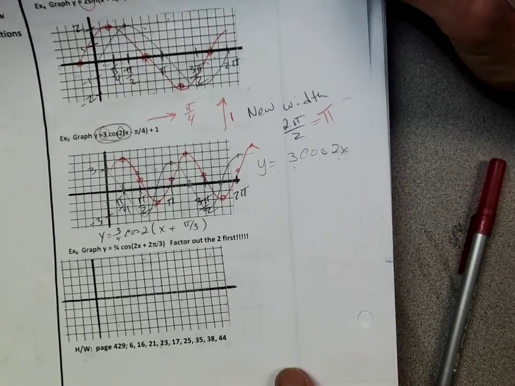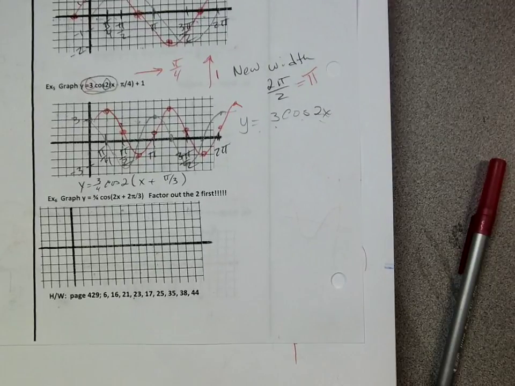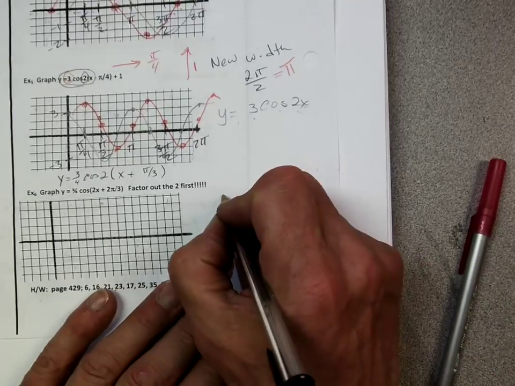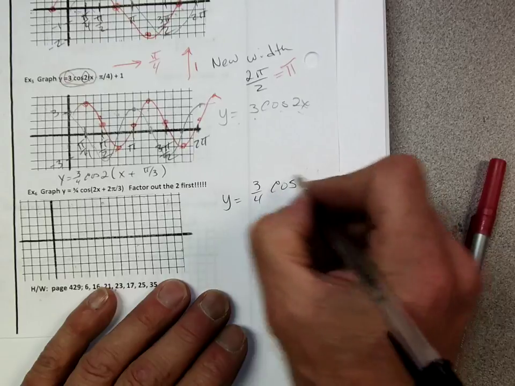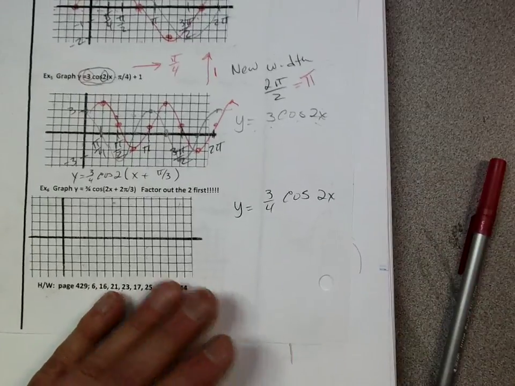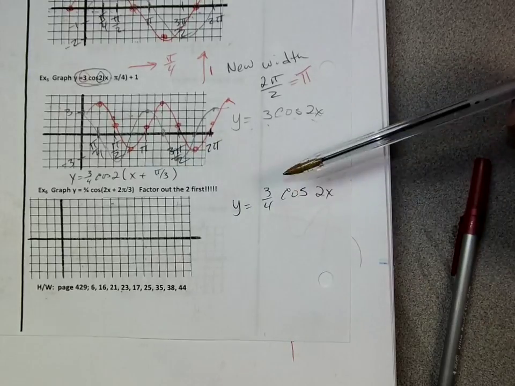How am I doing? So, let me at least do this in 2 parts, right? First thing I'm going to graph is this one. I'm going to graph y equals 3/4 cosine of 2x. Okay, so we kind of almost did that one above in pencil, but the only difference is it's only going to have a height of 3/4.